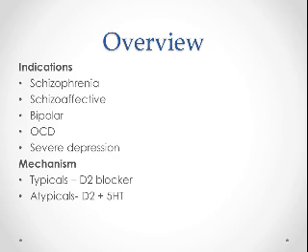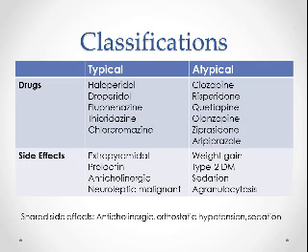The main mechanism with typical antipsychotics is to block the D2 receptor. Atypicals will throw in some 5-HT receptor blockage as well, along with some other things. So the different classifications include the typicals, which are kind of the older ones, and the atypicals. There's not a lot of real meaningful difference between these in terms of what they do, but there's kind of a rough difference in their indications and their side effects.